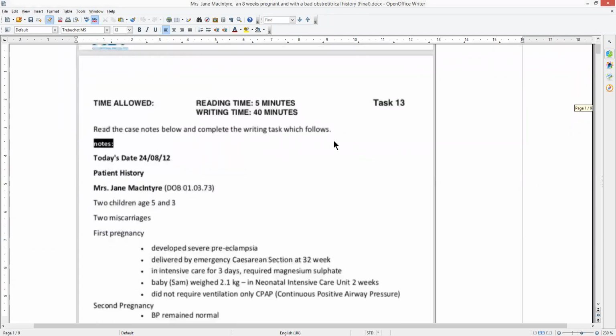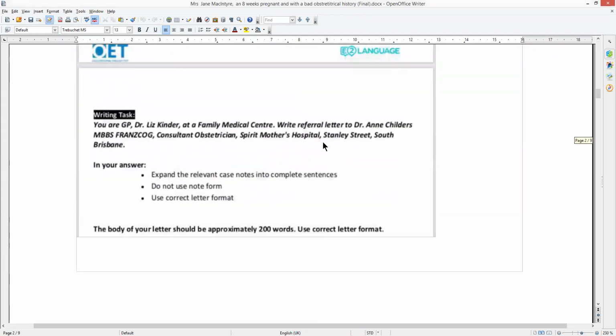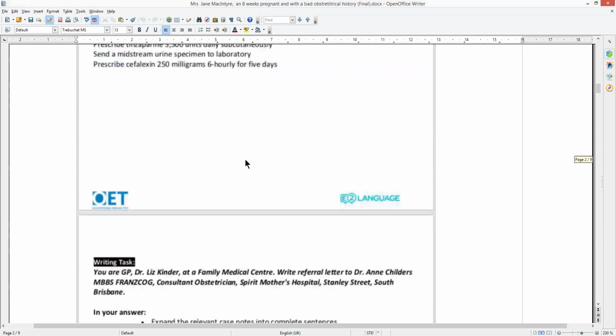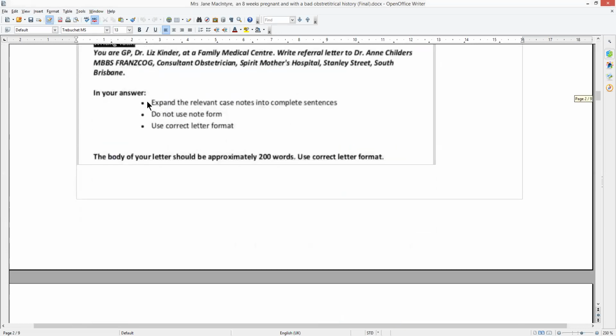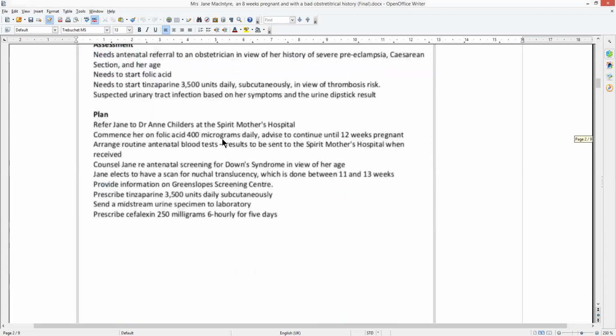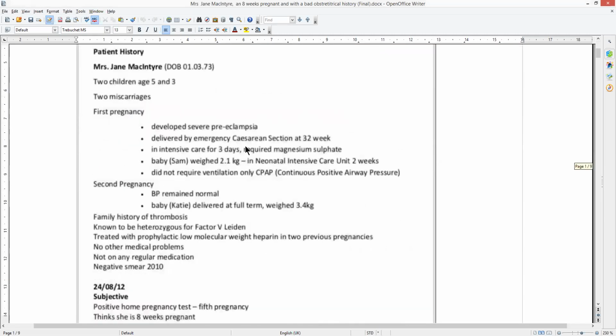I don't know why. So first things first, we go straight to the task as always. GP, write a referral letter to the consultant obstetrician. Okay, so that's what we're doing first. Let's have a look. Refer Jane Childers. Yeah, that's who we're writing to. Commence folic acid, arrange blood tests. So quite a few things we've got to do here in this plan. Okay, so let's have a quick look at the history.